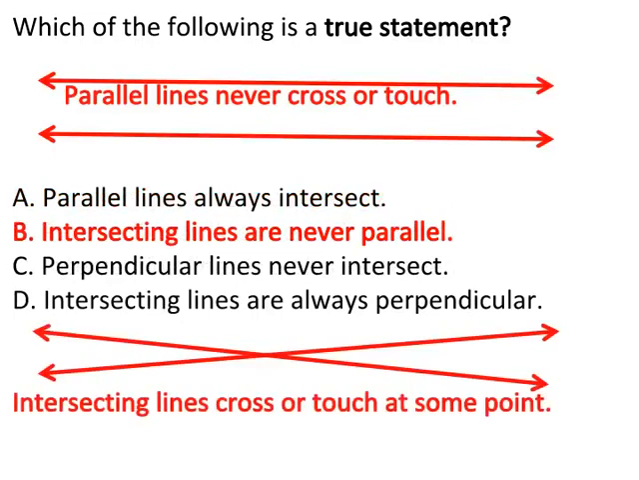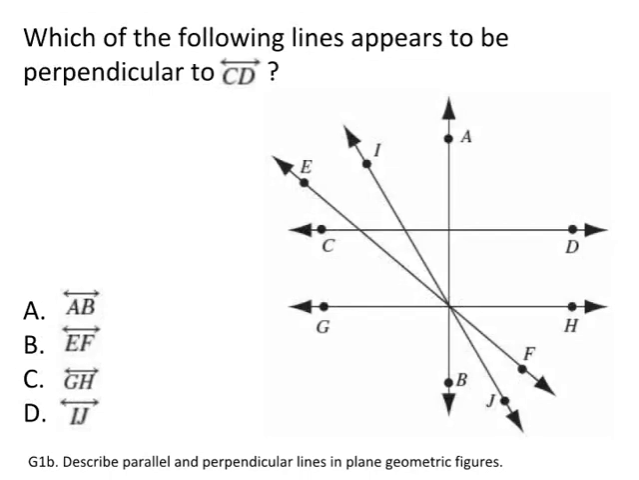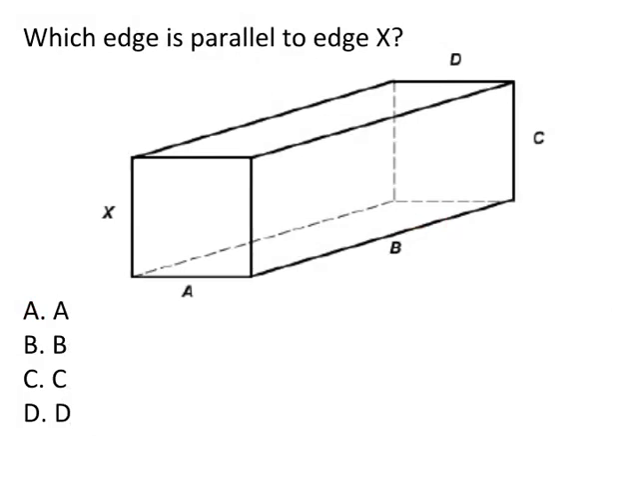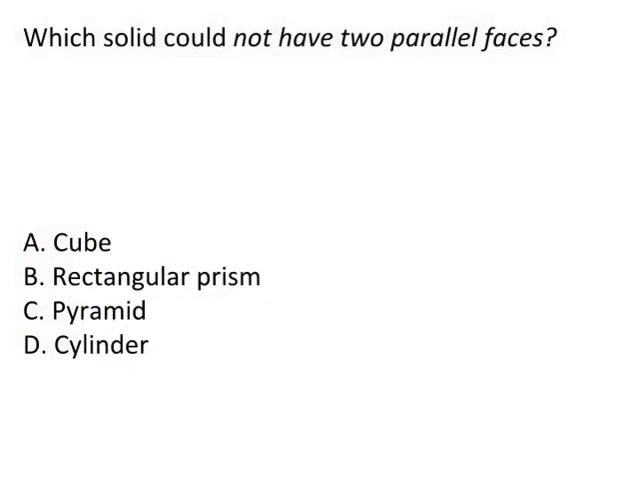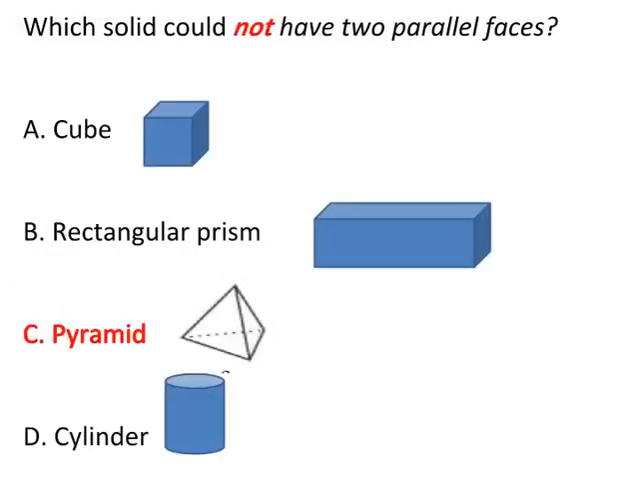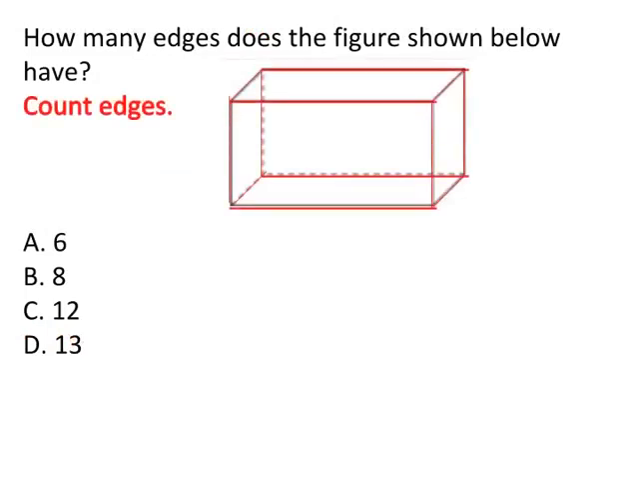Intersecting lines cross or touch at some point. Which of the following lines appears to be perpendicular to line CD? Wow, right. It's A, line AB. Which edge is parallel to edge X? And the answer is C. Do you want more? Let's go then. Which solid could not have 2 parallel faces? It's pyramid. How many edges does the figure shown below have? Let's count edges. And the answer is C.